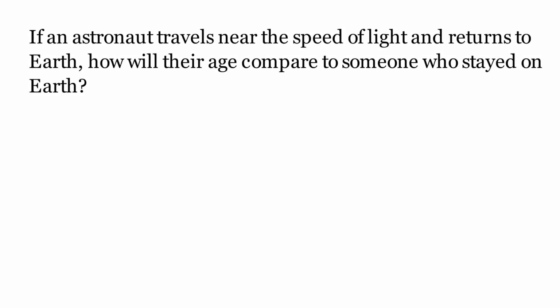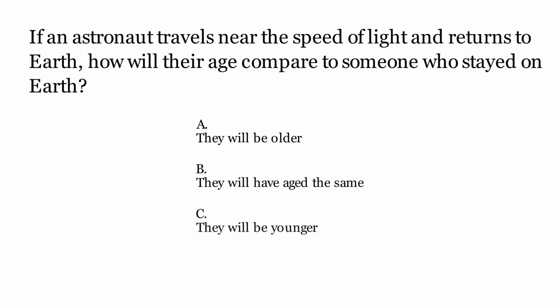If an astronaut travels near the speed of light and returns to Earth, how will their age compare to someone who stayed on Earth? Letter A. They will be older. Letter B. They will have aged the same. Letter C. They will be younger. Letter D. They will not have aged at all.